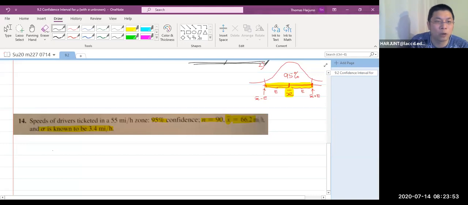Okay, so step one, best point estimate. You can shorten that to BPE. Best point estimate will be x bar equals 66.2.